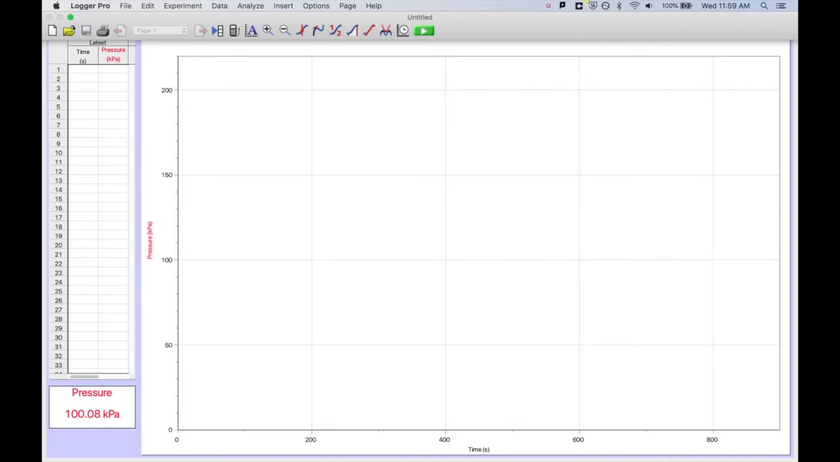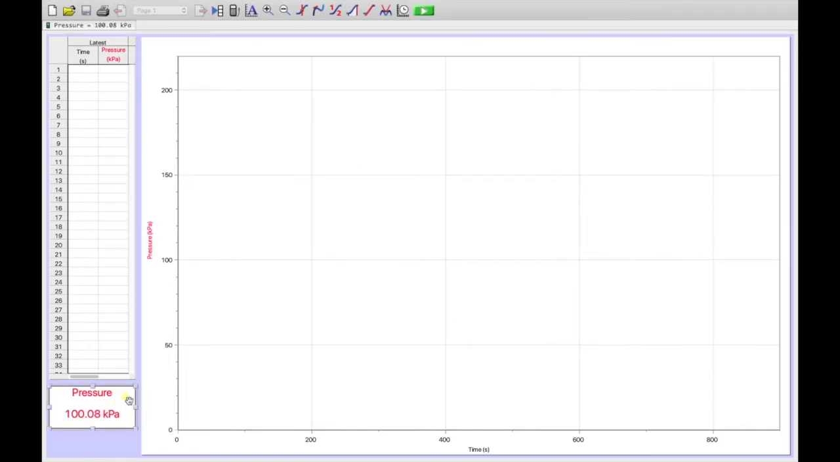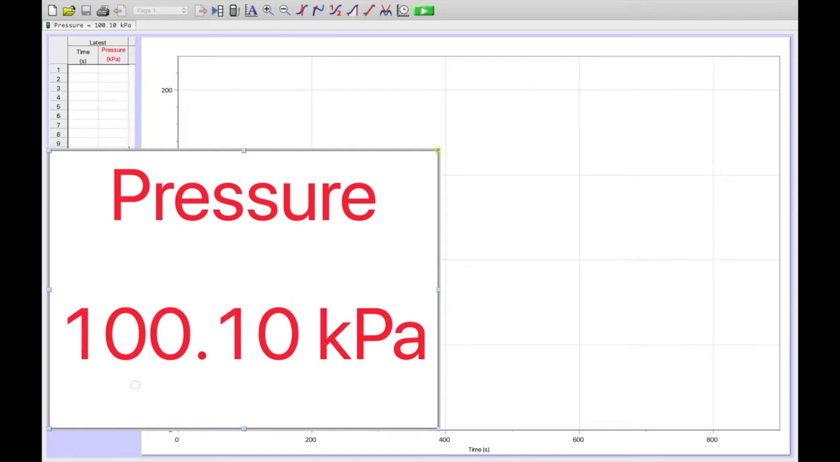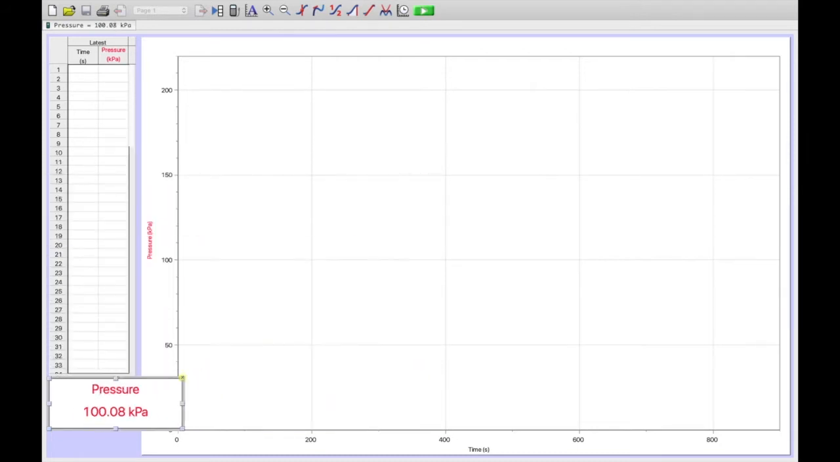So I've attached the syringe to the pressure sensor, and we see that the pressure currently is reading about 100.08 kilopascals. There you go. You can see that pressure value. So 101.3 is typical atmospheric pressure, but a lot of rain today, so it looks like we have a weather system coming through, and that's affecting the pressure.